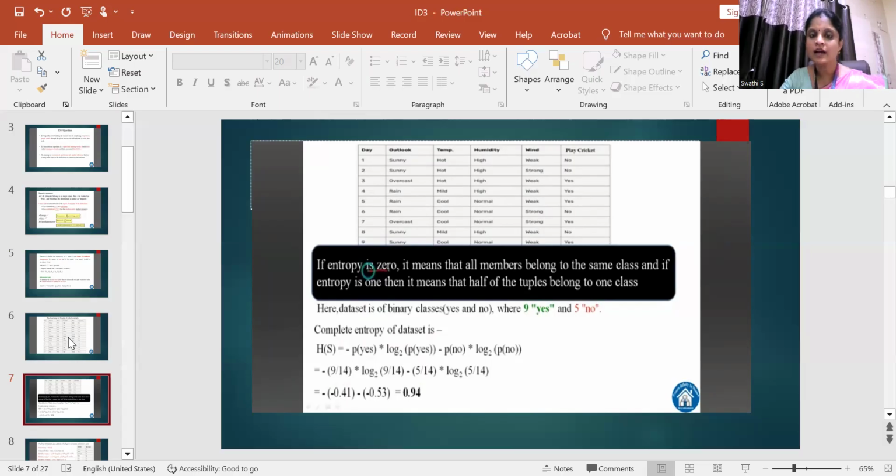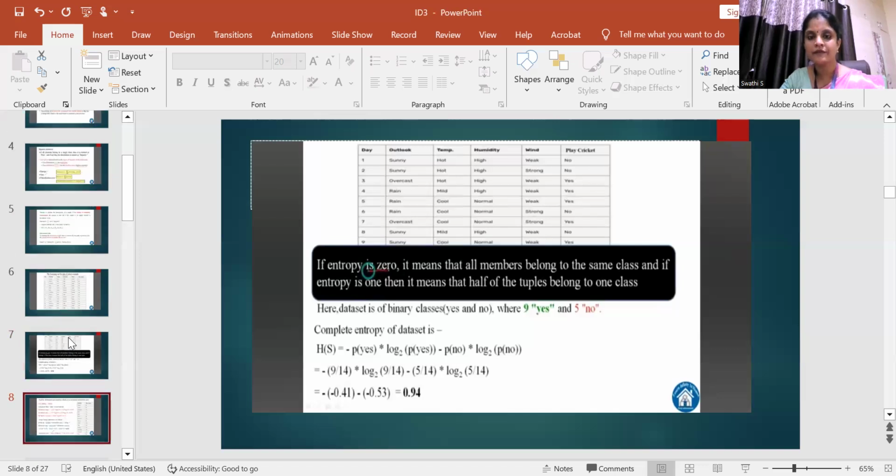So the formula for calculating the entropy is minus P of yes into log 2 of P of yes, minus P of no into log 2 of P of no. So the value for yes is 9. So minus 9 by 14 into log of 9 by 14, minus 5 by 14 into log of 5 by 14. So the value of entropy is 0.94.